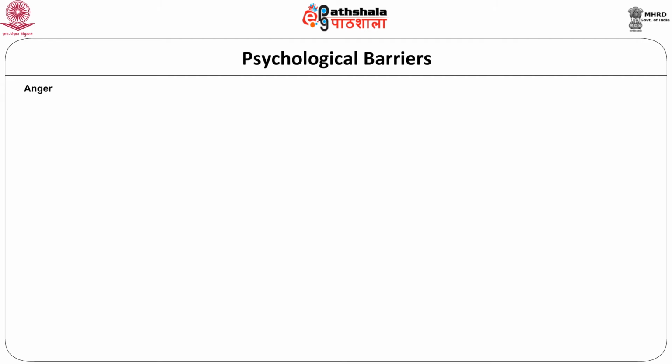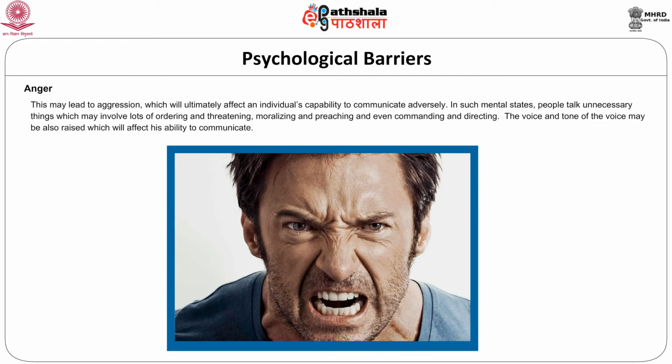Second is anger. If a person is angry, his ability to talk and communicate will be compromised. This anger may lead to aggression, which will ultimately affect an individual's capability to communicate. In such mental states, people talk unnecessary things which may involve lots of ordering, threatening, mobilizing, moralizing, and preaching, or sometimes even commanding and directing. The voice and tone of the person who is communicating in an angry state may also be raised very high, which will affect not only his ability to communicate but also adversely affect the receiver's ability to comprehend and understand.